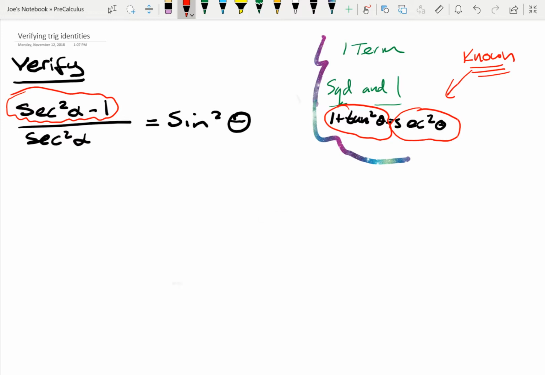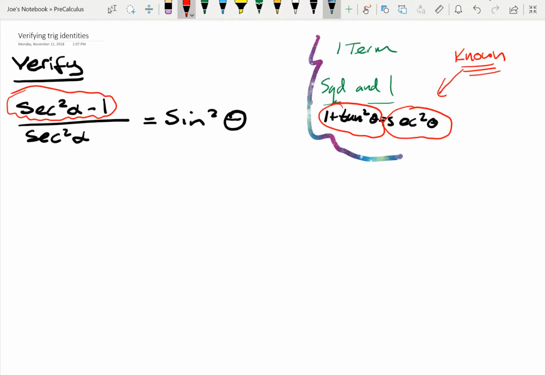So I'm going to then replace that. I'm going to make that replacement right now. So I know that secant squared minus 1 is tangent squared. So wherever I see 1, I can write the other. Oh, I used an X. Whoops, that's not the angle, it's an alpha.